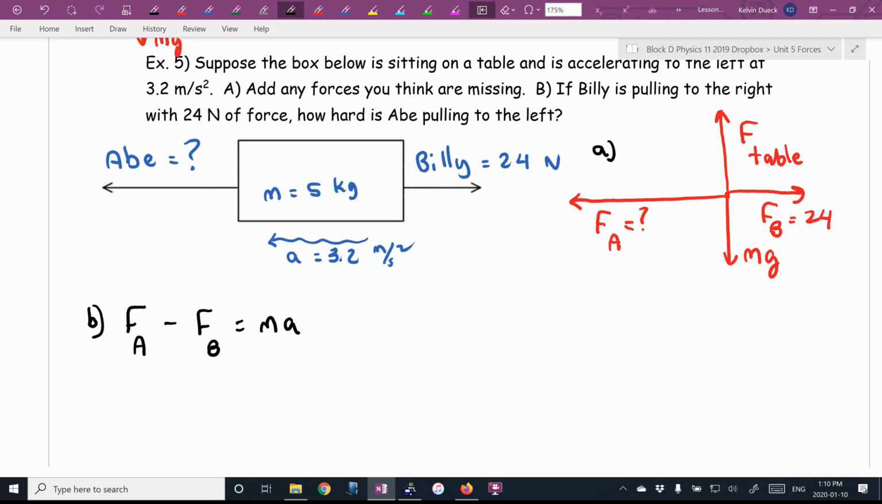What's this question asking me to find? How would I get the FA by itself? Okay, plus what? Plus the FB over. Does that make sense? Yes, to get the FA? Look up, everybody. I'm going to do that.